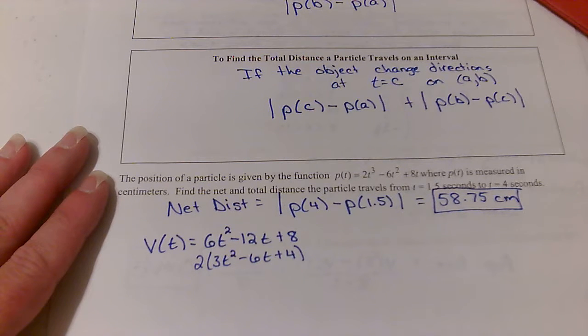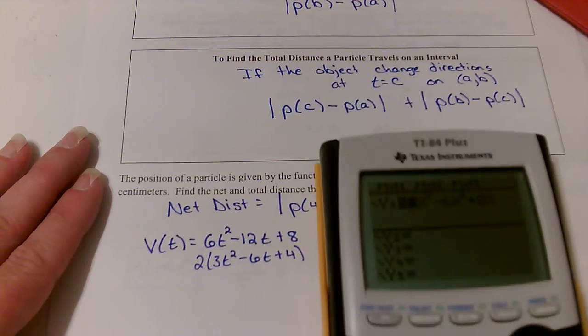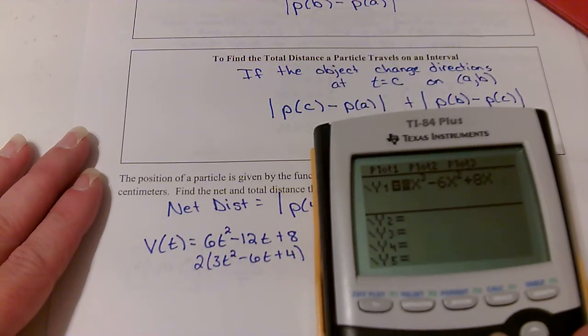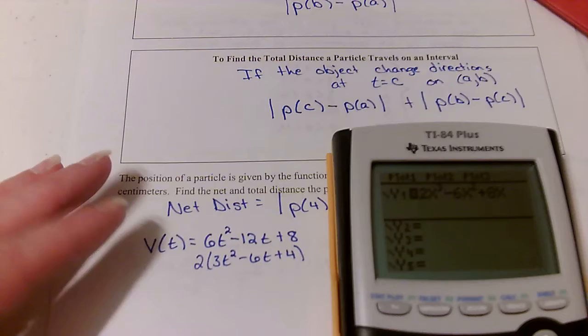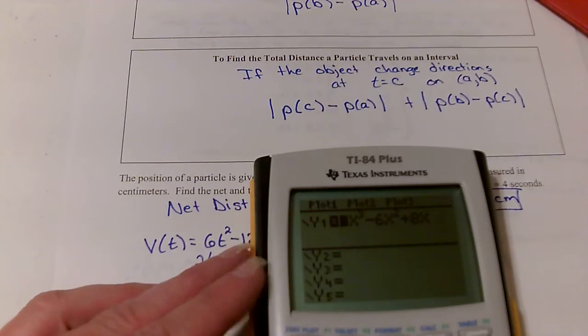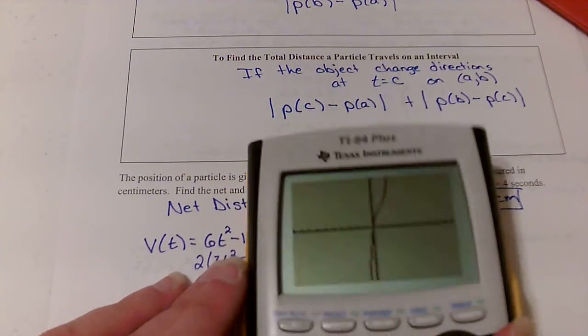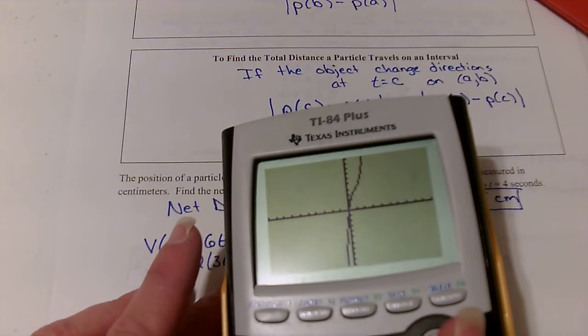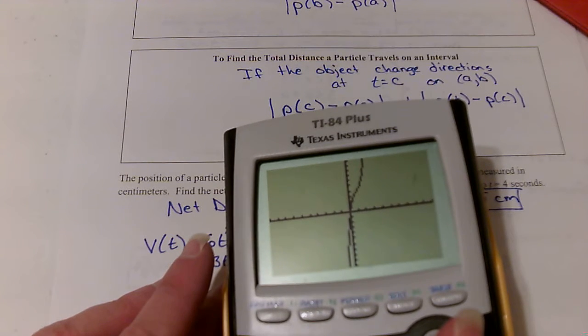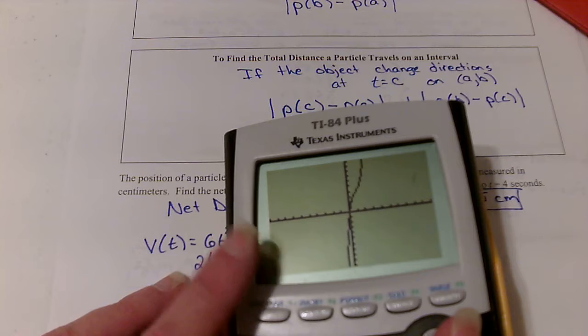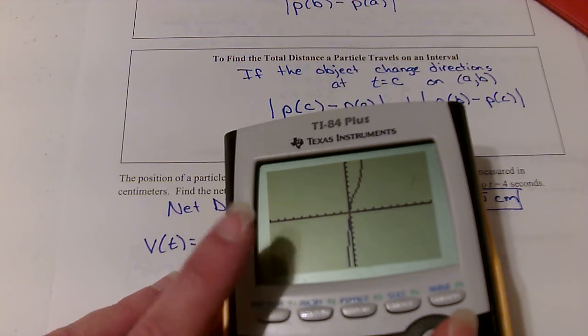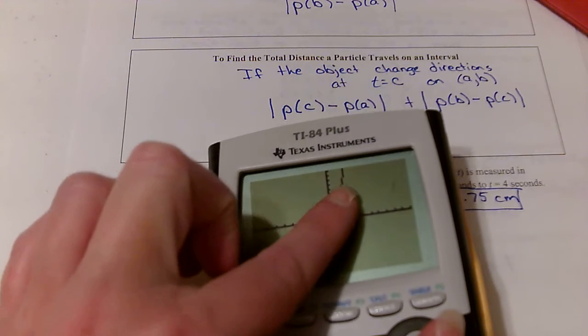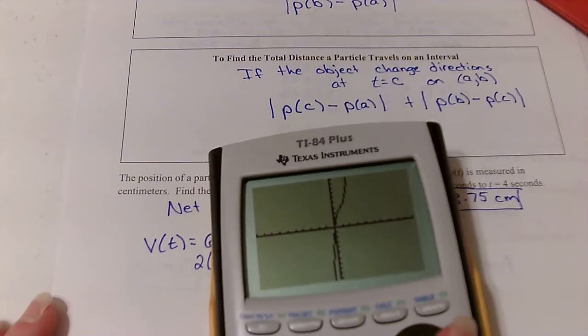And I realized that it doesn't factor. So I decided to look at the graph. So I already had my function in y equals, because it was making it easier to evaluate. So I'm going to look at the graph. What do you notice about that graph? This is the graph of the particle, and it is increasing this entire time.